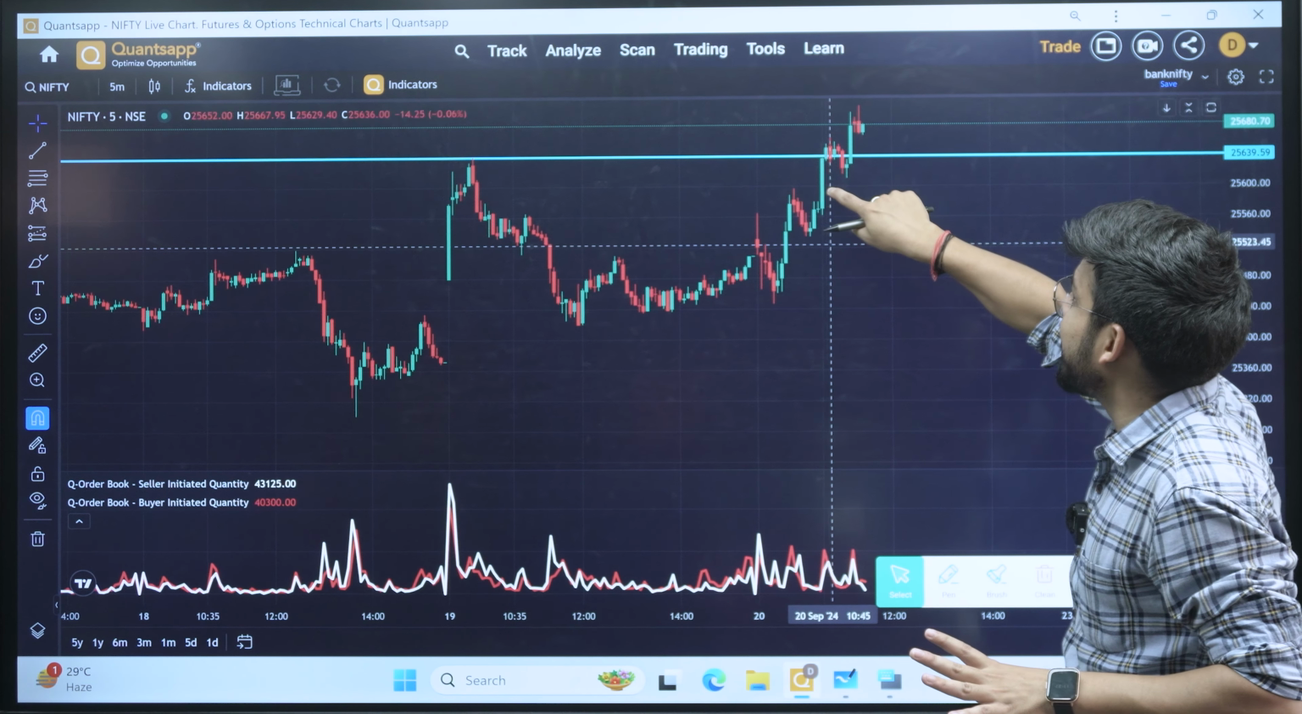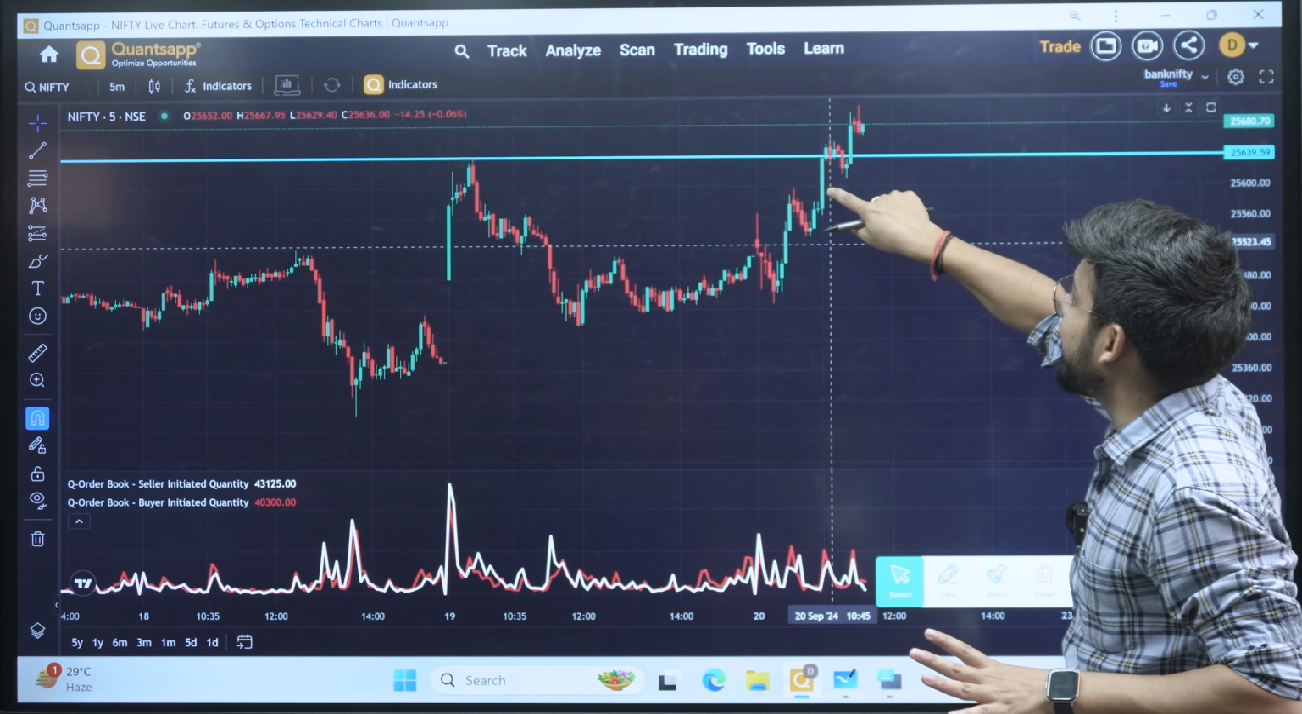So I am choosing the resistance at this point because the market made a high and the price got rejected from this point. So I'll make my resistance at this point, right? Now you can see this was the point from where the market took a rejection, and then the market went further in the downward direction.